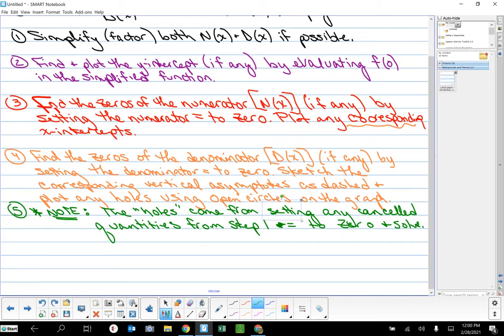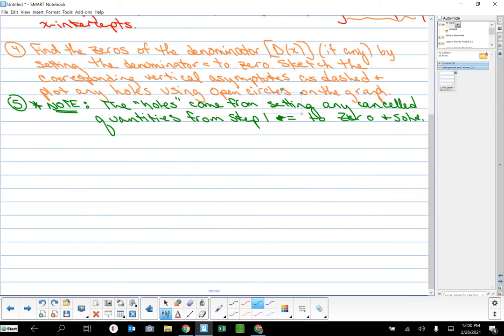And I believe in the example that I have, we are going to have a hole in the graph. So we'll see that happen. Okay. I should have skipped a step between 4 and 5. All right. So 6.